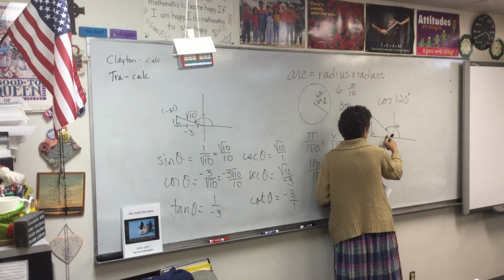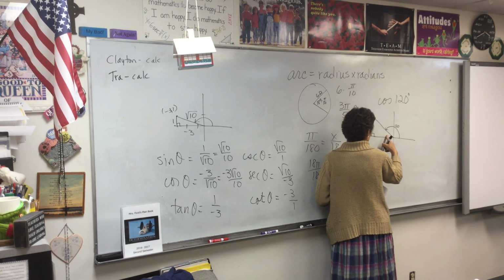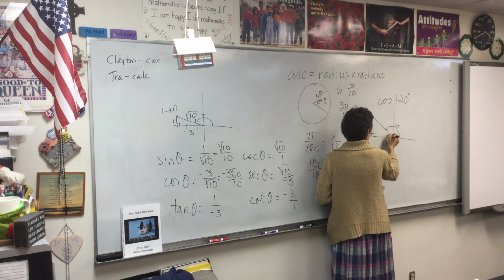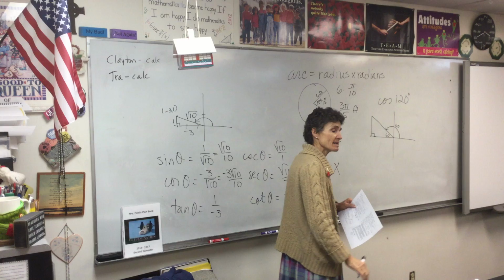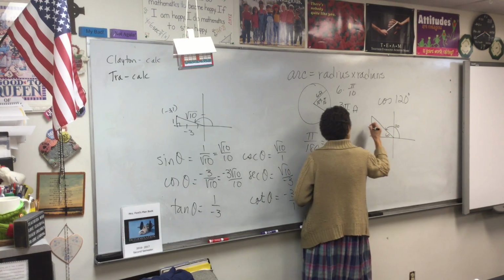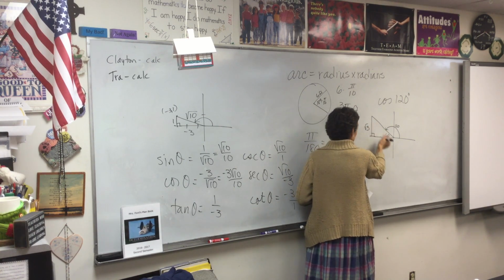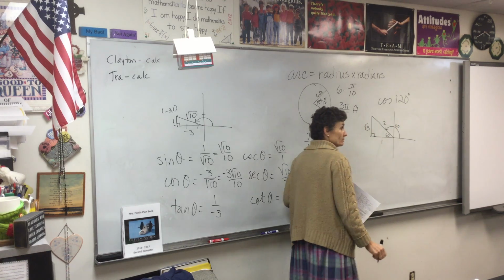That's the angle you always want, the one inside the triangle at the origin. How big would that one be in this case? 60. And the minute you say that's 60, then you know this is root 3, this is 1, and this is 2.